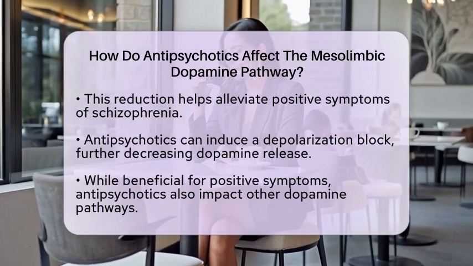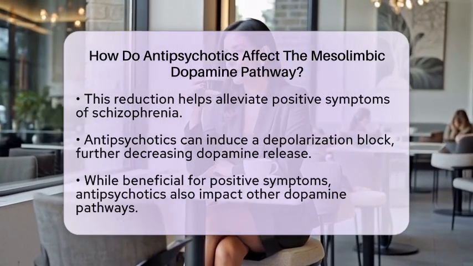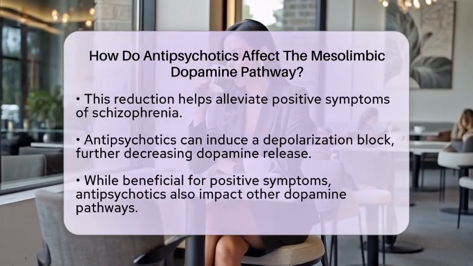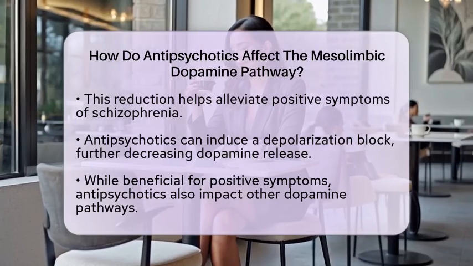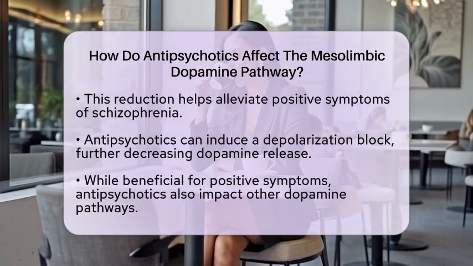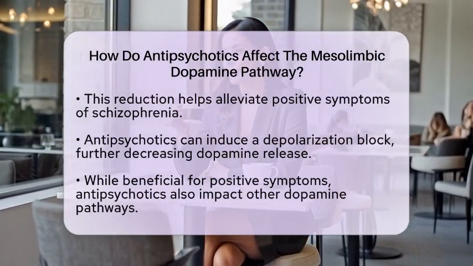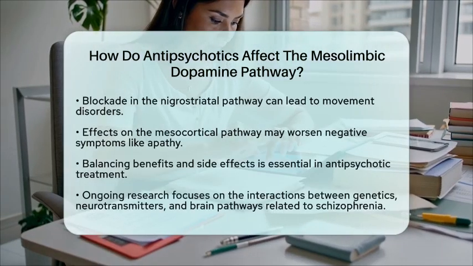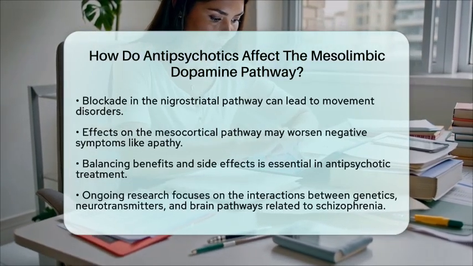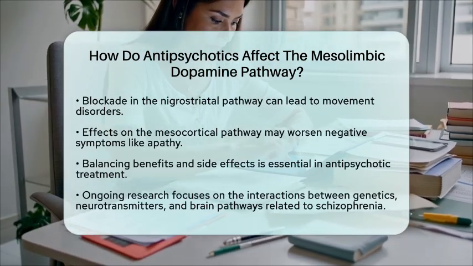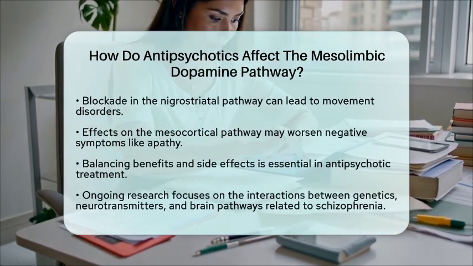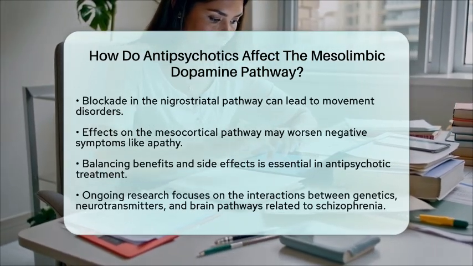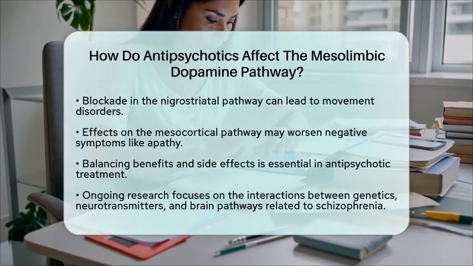For instance, dopamine blockade in the nigrostriatal pathway can lead to movement disorders. Additionally, effects on the mesocortical pathway may worsen negative symptoms, such as apathy and social withdrawal. In summary, antipsychotics reduce dopamine activity in the mesolimbic dopamine pathway by blocking dopamine receptors and sometimes causing neuron inactivation. This action directly targets the overactive dopamine signaling believed to cause the positive symptoms of schizophrenia.